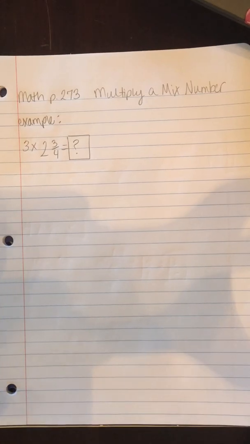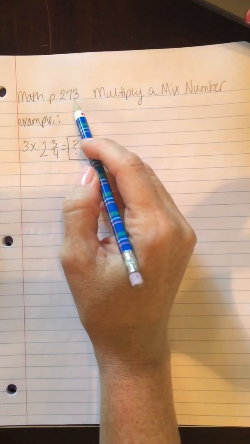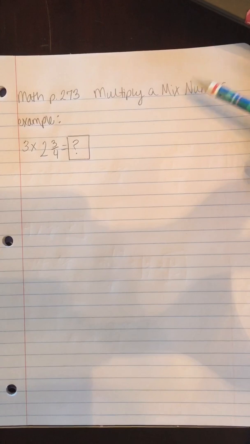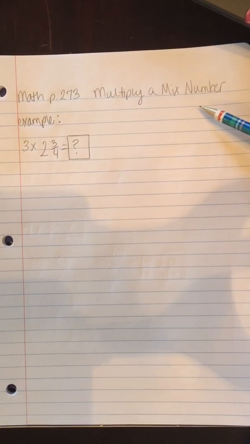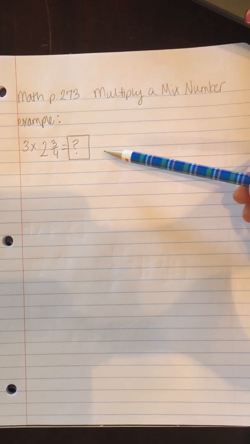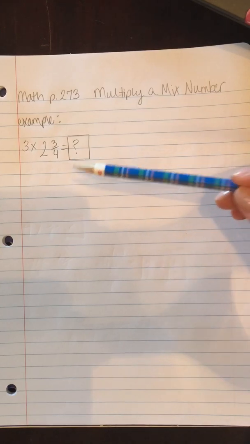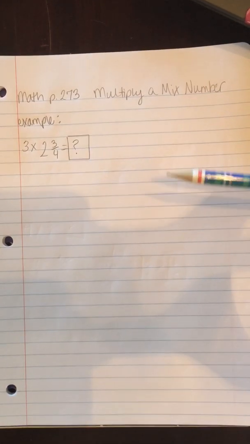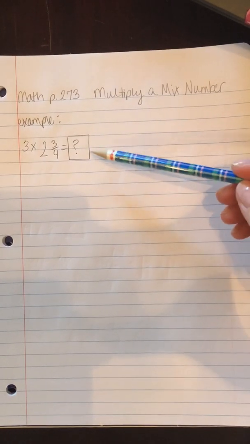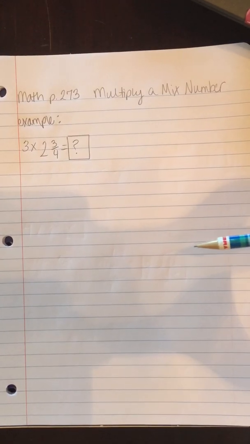Hey guys, we are now on page 273 of your math book. It is titled Multiply a Mixed Number, and they have given you the example in your math book, but instead of us looking at it and seeing the answer, it gets kind of confusing. I wanted to do it on our own first, and then we'll look in our math book.